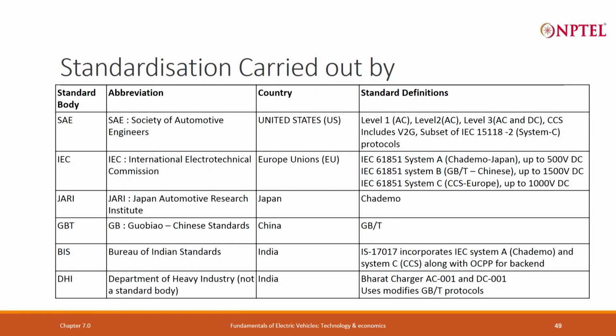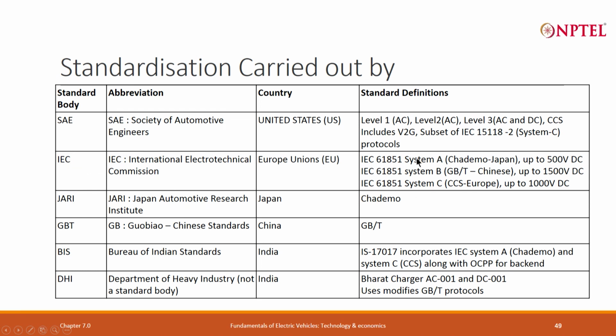Just to give you an overview of what the different types of standardizations are that are carried out by different organizations, there are a few bodies that have specified the standard. The first that you see is the SAE, that is the Society of Automotive Engineers, and that is where they specify their standards in different levels, level 1, level 2, level 3, and so on and so forth. They also follow or take some subsets of IEC standards, which are actually European standards.